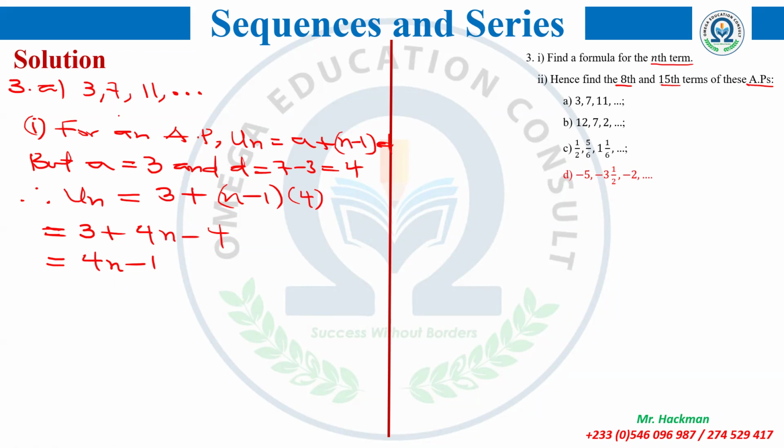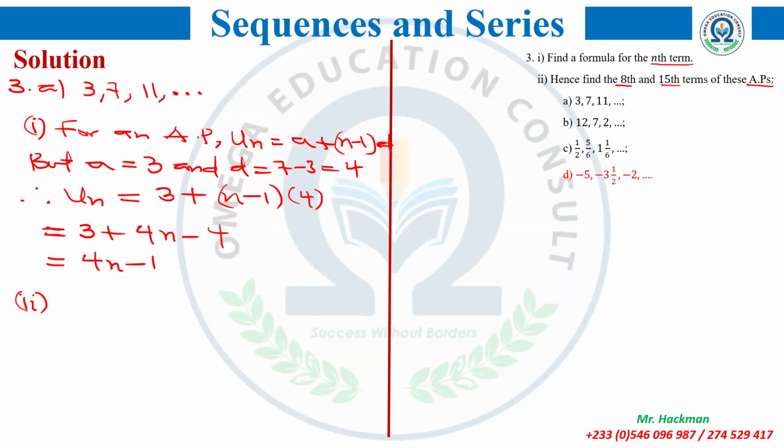And once you know the general term of that particular AP, we can go and look at II. So II, we are supposed to find, hence find the 8th term. What is the notation for the 8th term? What will be the notation for the 8th term? Okay, Prof. Ama, Mensa. Please use subscript 8. U sub 8. Okay, very good.